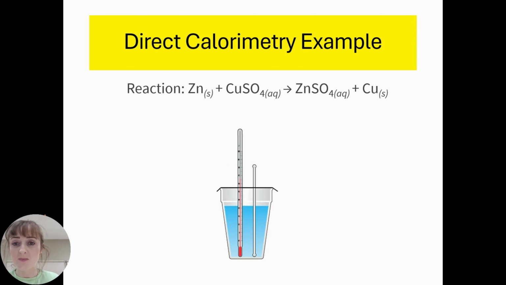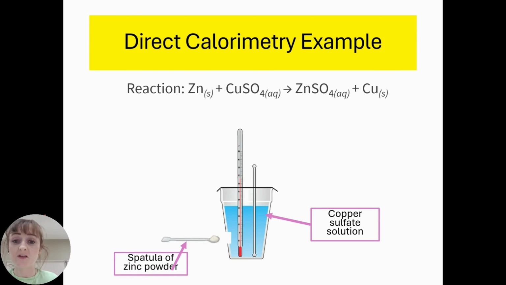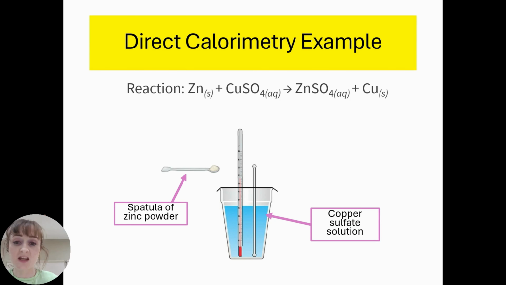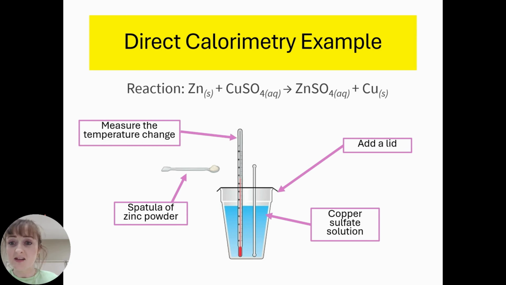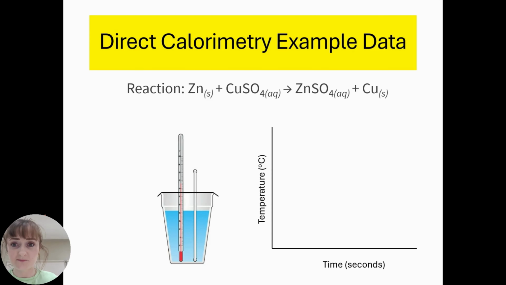An example of this experiment is when zinc powder is added to a copper sulfate solution. And what's formed is zinc sulfate and copper. So you start with the copper sulfate solution and you add in a spatula of zinc powder. You pop on the lid and then you measure the temperature change. Let's look at an example of the data that you get from this experiment.